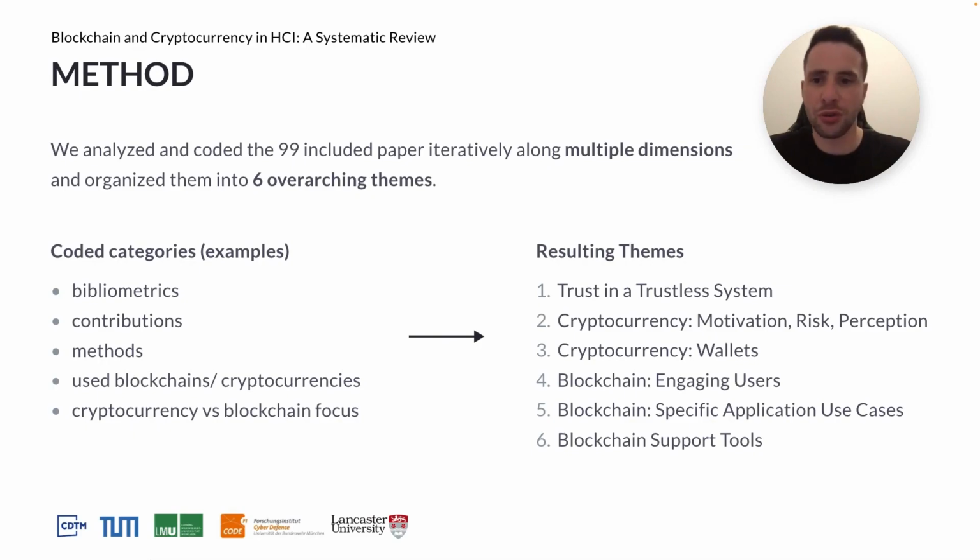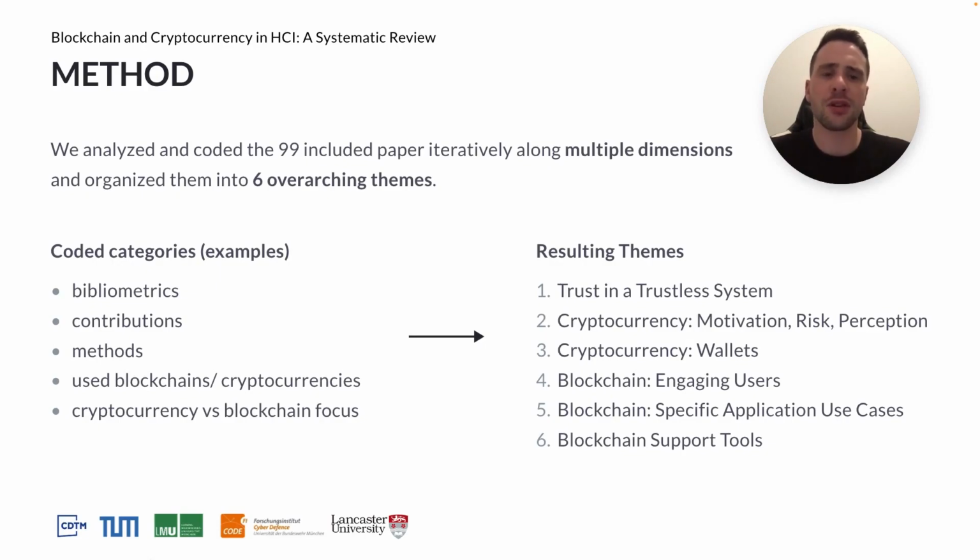We coded the identified papers in several iterations along different categories: bibliometrics, contributions, used methods, which cryptocurrencies and blockchains they looked at, and whether they framed the research question with regards to cryptocurrencies or blockchains. These are not all of them, but based on these different categories, we in the end identified 6 salient themes: trust in trustless systems, cryptocurrencies, their motivation, risks, and perceptions, cryptocurrency wallets, blockchains and engaging users with it, specific application use cases for blockchains, and support tools for blockchains.